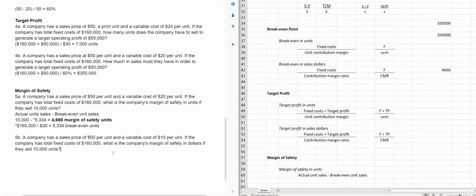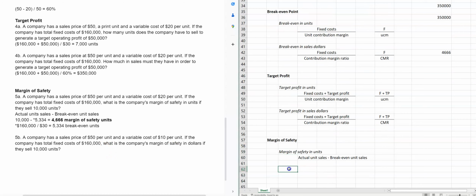Let's do another one. Margin of safety in dollars. Let's say sales dollars. Keep it consistent. So actual sales, and these are total sales, by the way, minus break-even sales. Very similar to when we did it in units. So let's see, margin of safety in dollars with this. Do they give us total sales outright? They do not, but you've done this enough. You know how to find total sales, right?